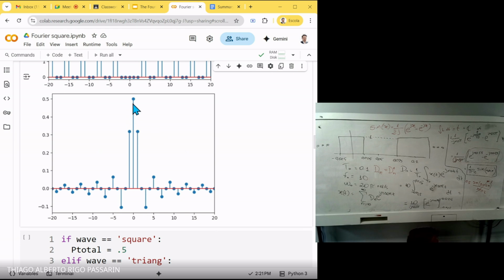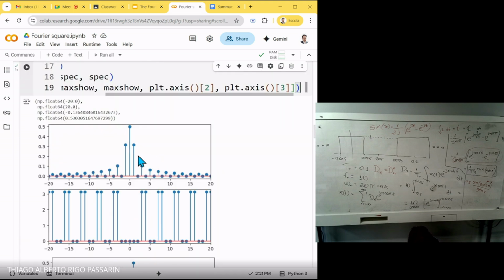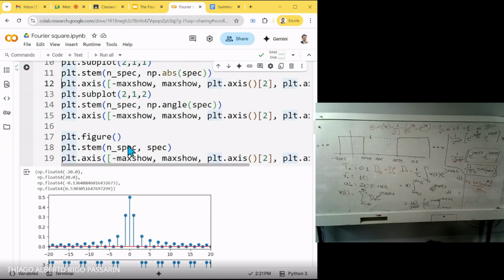Here's the half for n equal to 0. This is the value for D1. D2 is 0. D3 is something negative. D4 is 0. D5, D6, D7. And since sometimes the coefficients will be complex, I have to divide the graph into magnitude and phase. Let's put the labels here.